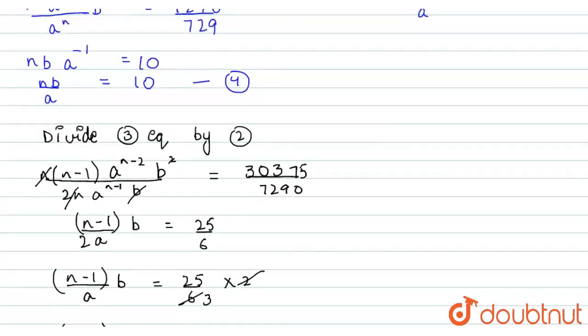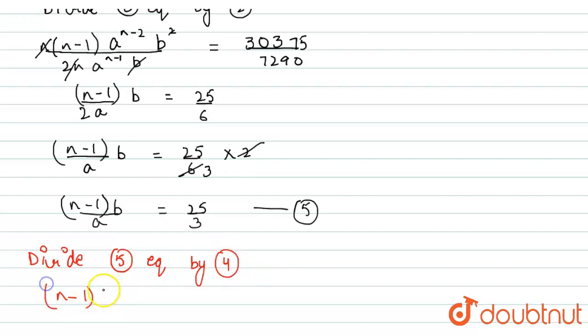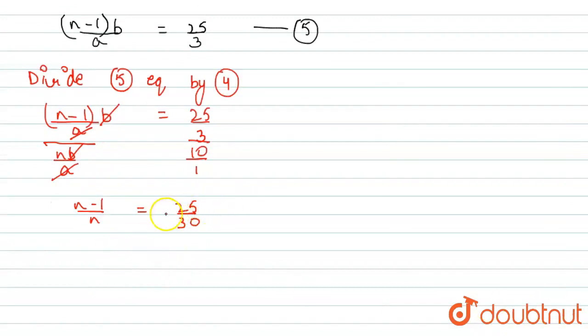Now we divide the fifth equation by the fourth equation. Divide (n-1) b upon a by the fourth equation nb upon a. a cancels, b cancels, so (n-1) upon n is equal to 25 divided by 30. Now we will find the value of n. 5 fives are 25, 5 sixes are 30. So 6n - 6 = 5n, 6n - 5n = 6. So n equals 6. This is our first value.